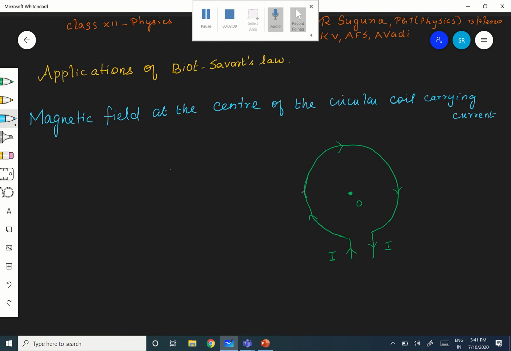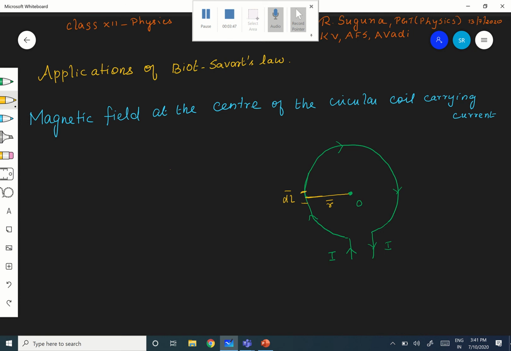I am taking a very small current element here, like this. It is dL. So dL is the element, and I dL is a current element, as I think we have seen. Now we are interested in finding the field at O. Therefore, what is the position vector of O with respect to dL? That is nothing but the radius of the coil, correct?